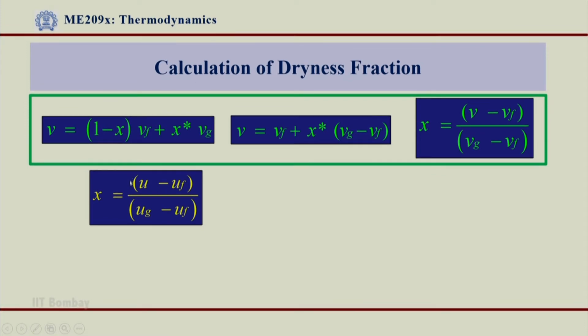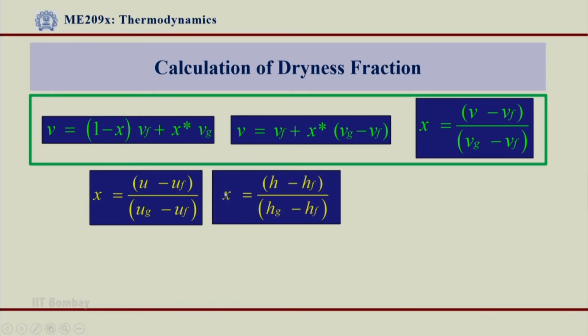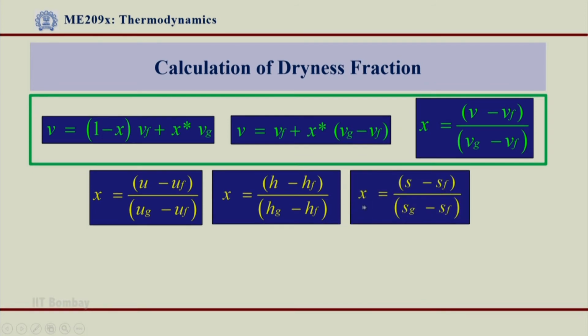That is, the thermal energy of the two phase mixture minus the thermal energy of saturated liquid for the same pressure and temperature, divided by ufg, the delta u value for the same pressure and temperature. Similarly, x is equal to h minus hf upon hg minus hf. Clear? I am just extrapolating the same expressions for enthalpy and for entropy also.